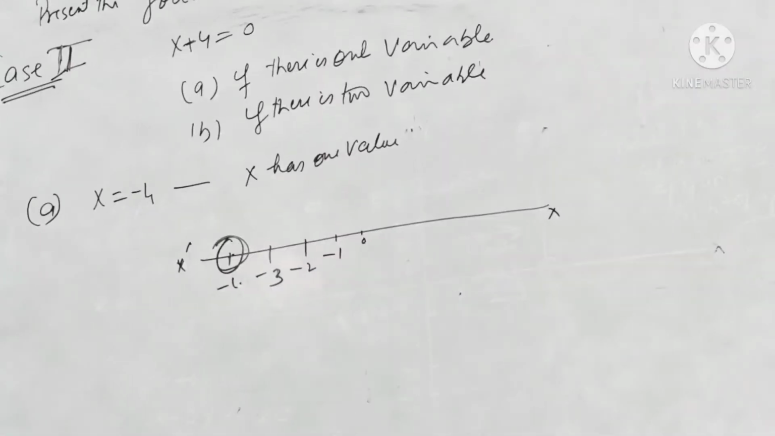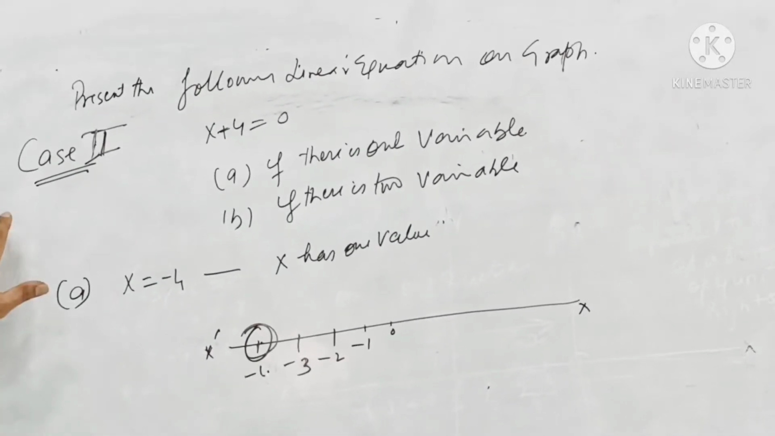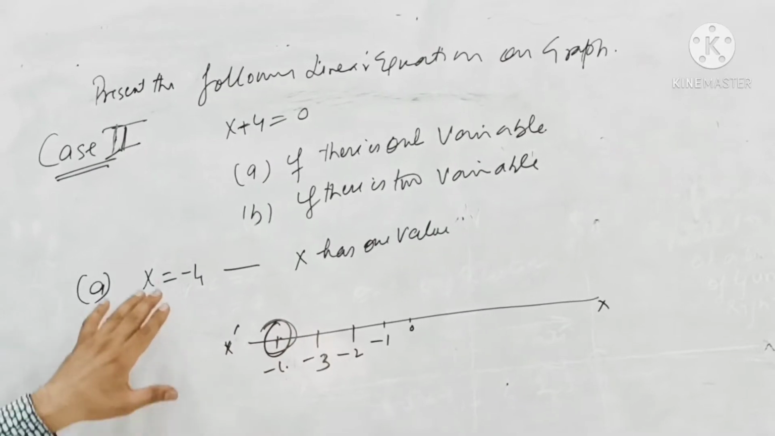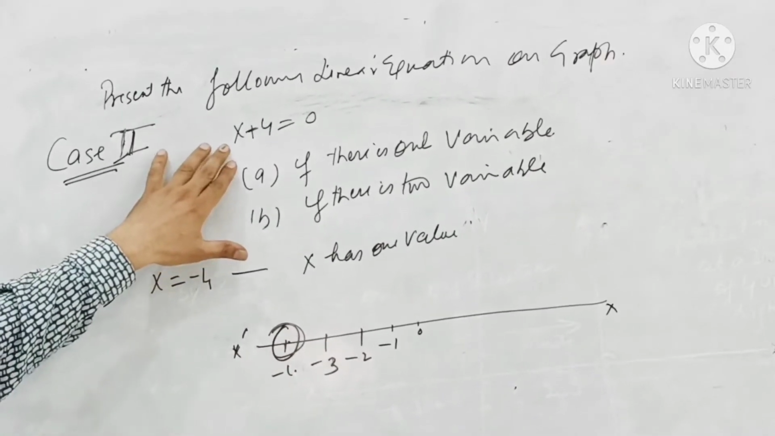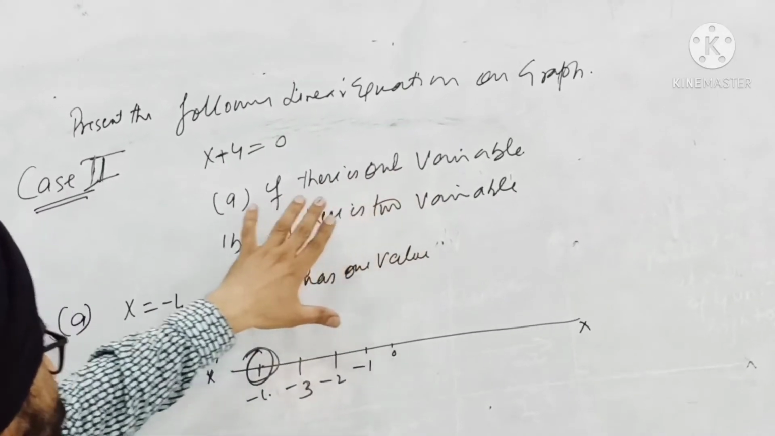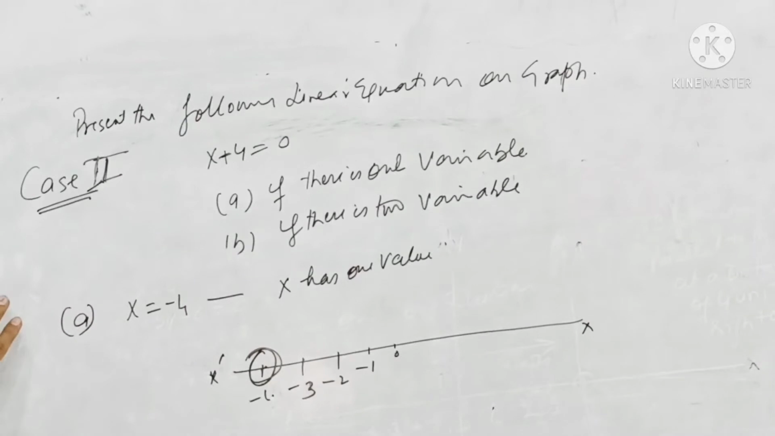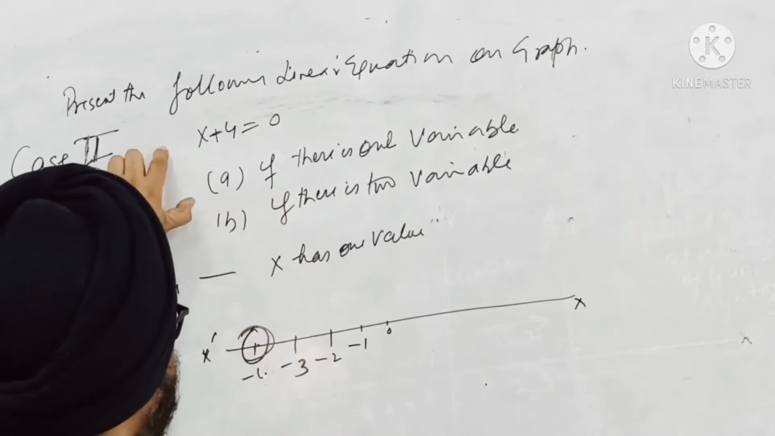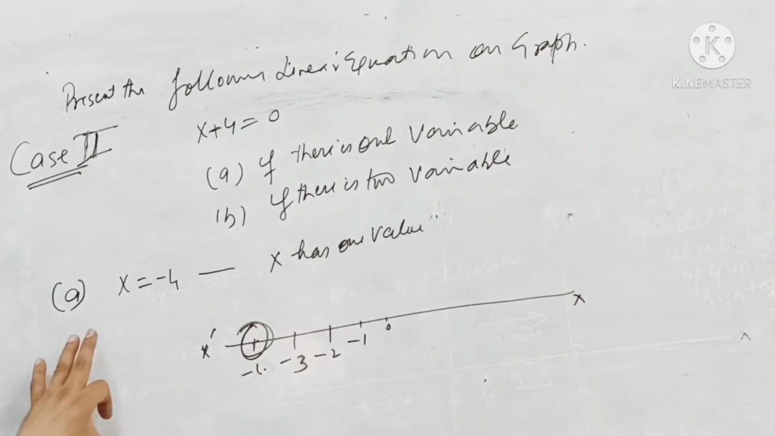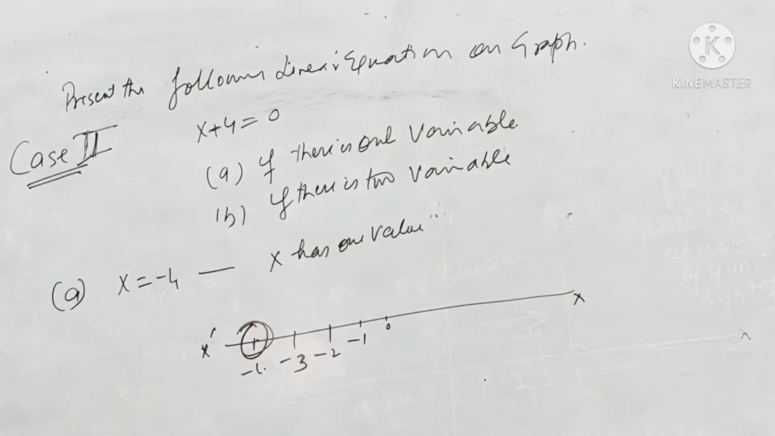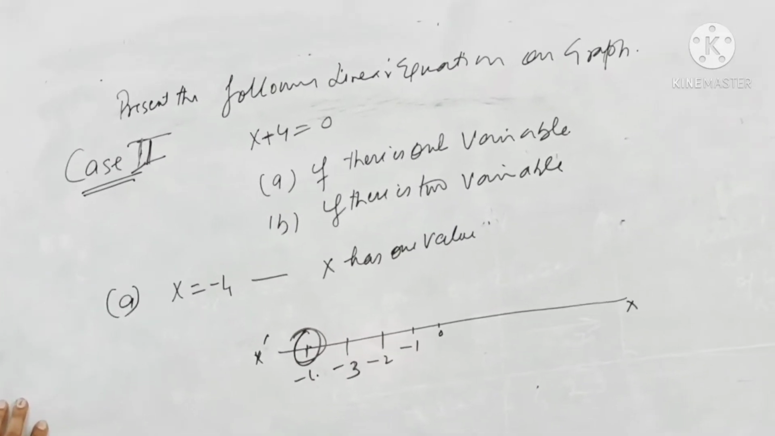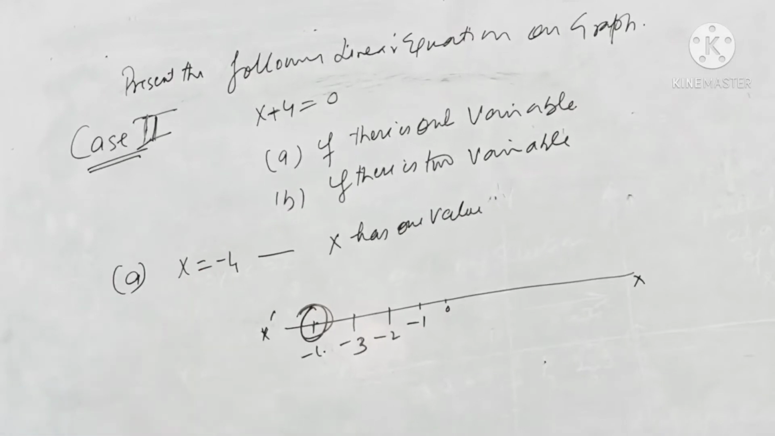x plus 4 is equal to 0. In this case, first we will discuss the example x minus 4 is equal to 0. Same, if you take x plus 4 is equal to 0, if there is only one variable, how to present this on a graph? If there are two variables, how to present this equation on the graph? If there is only one variable, it is clear that there is only one solution. That is, x has only one value, that x is equal to minus 4.